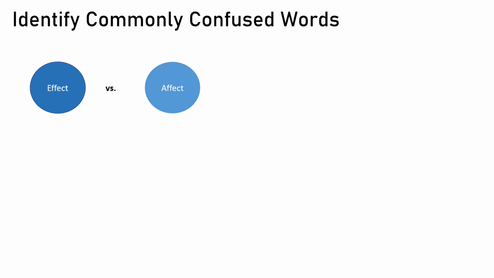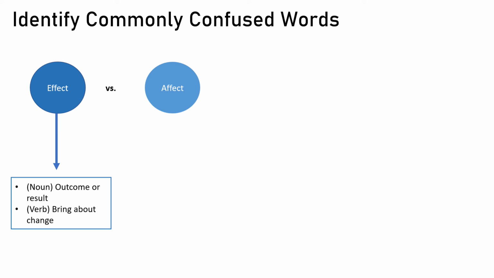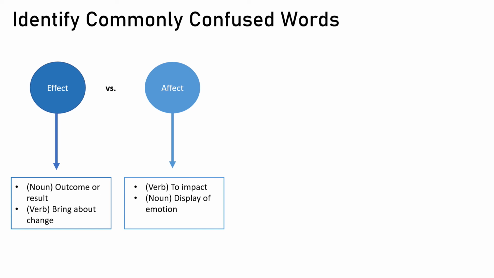Effect in its noun form means an outcome or result, but the verb effect means to bring about change. On the other hand, the verb affect means to impact, but this word also has another meaning within a different context. It's often used in psychology and psychiatry, and this word can actually be pronounced as affect as a noun, and affect means a display of emotion. So these two words, effect and affect, are often confused and they occur within multiple parts of speech.